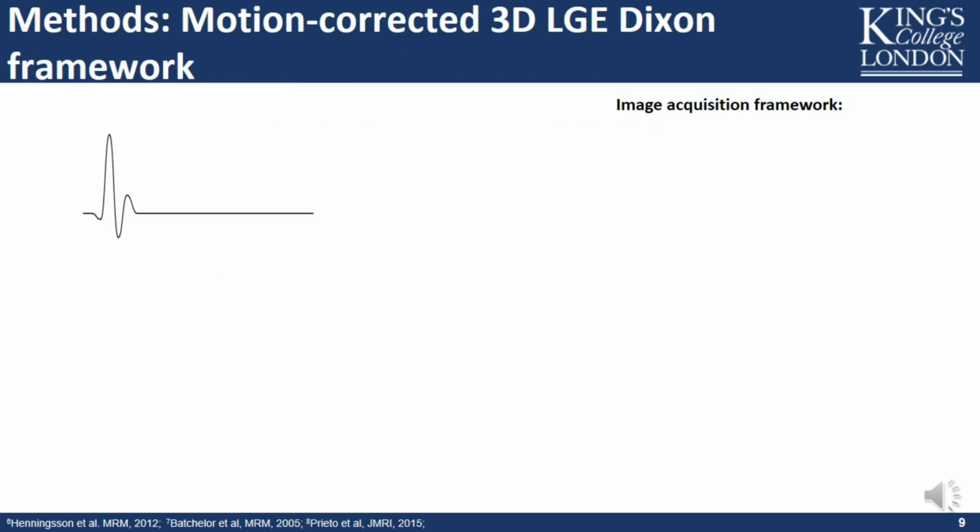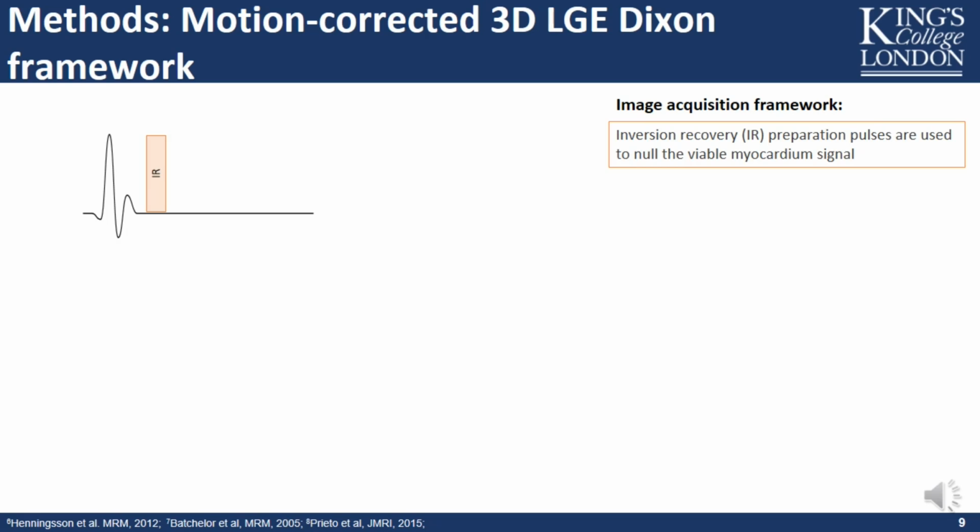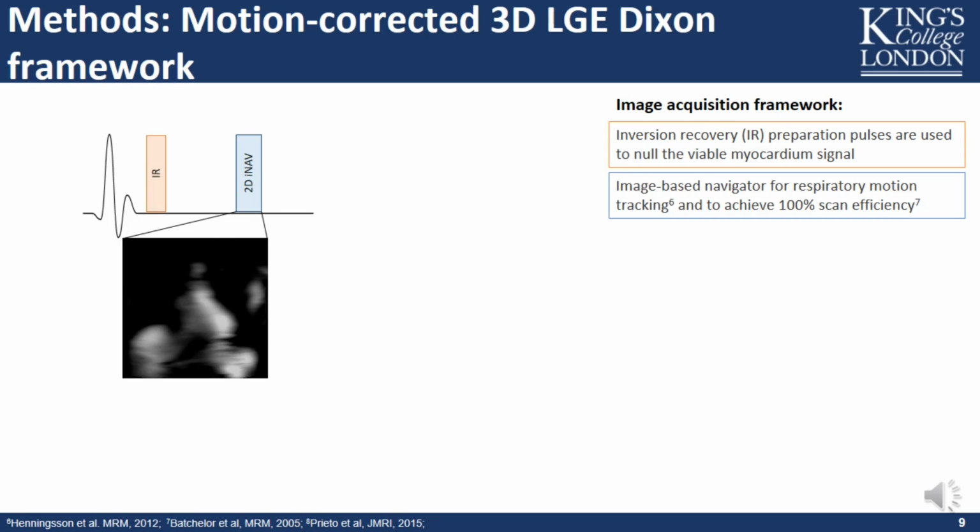To investigate further, we applied our virtual 3D iNAV approach to the 3D whole heart, water-fat, high-resolution late gadolinium enhanced cardiovascular MR imaging data. The dual echo 3D data was acquired applying inversion recovery preparation pulses each heartbeat, to nullify the viable myocardium signal. A low-resolution coronal 2D dual echo iNAV was acquired immediately before the 3D dual echo acquisition for respiratory motion tracking and to achieve 100% scan efficiency.